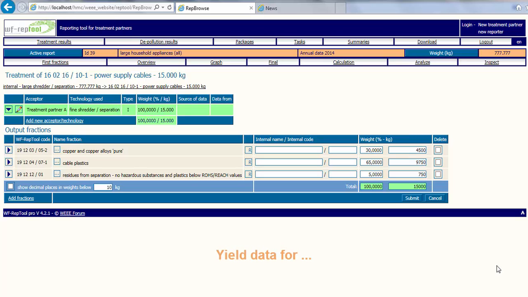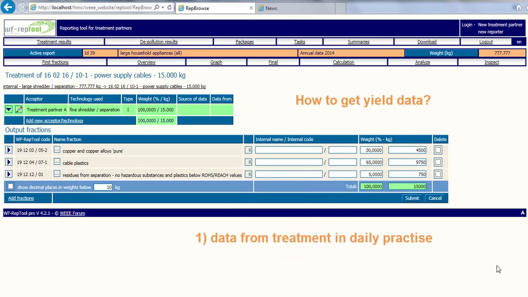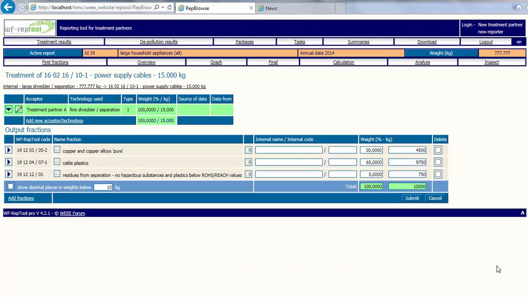In principle, you have to get yield data, as first priority, for your fraction, or as second option, for a fraction very similar to your fraction. For getting these data, you should, first priority, get data from treatment in daily practice, so from routine treatment. Or, second option, run a batch to treat your or a very similar material, and determine yield data. Yield data achieved may be entered into the WF-RepTool as explained for first fractions. See the video How to Fill in Data on First Fractions.